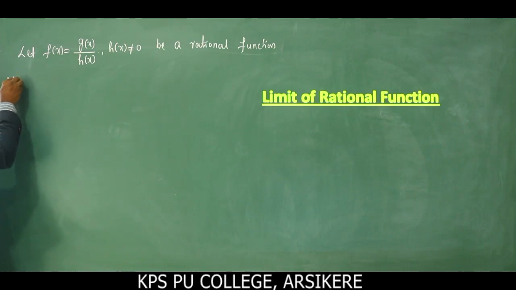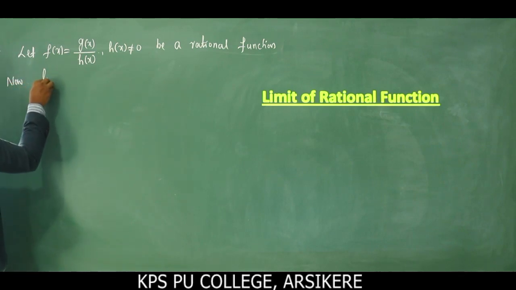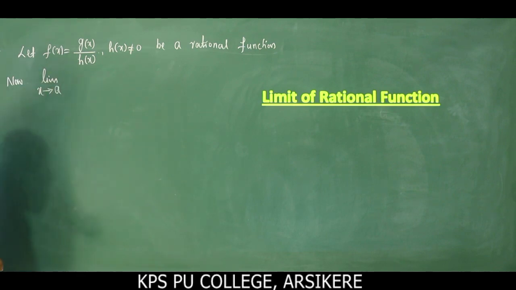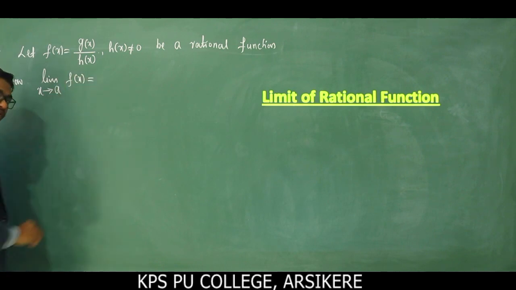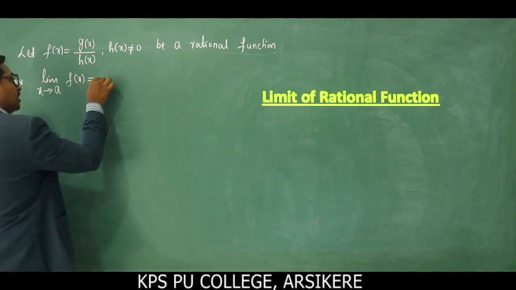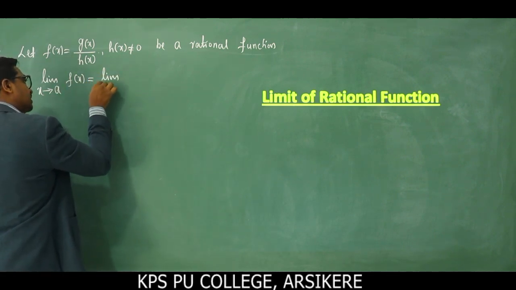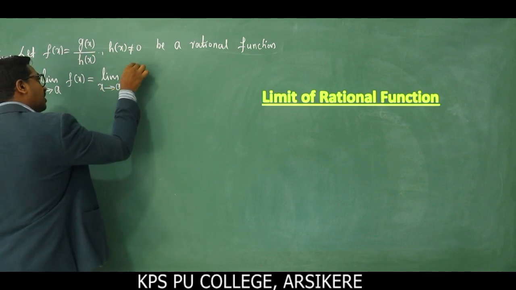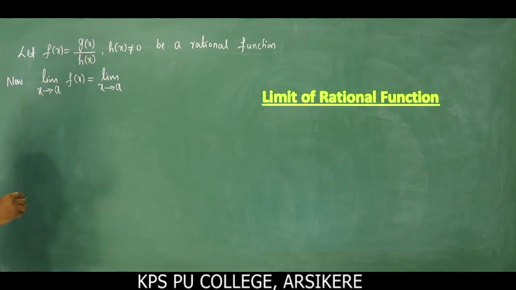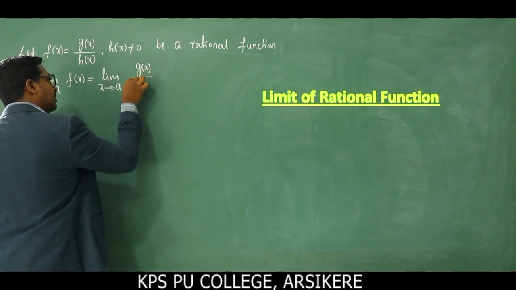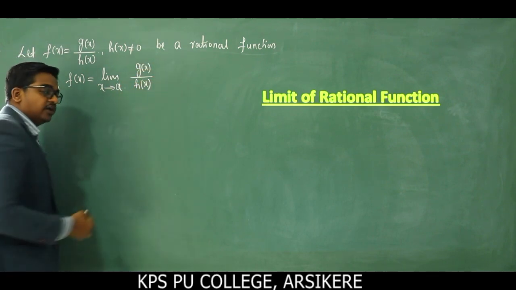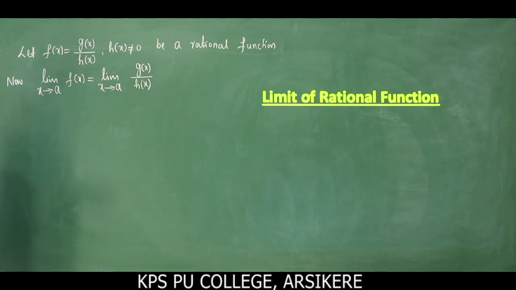Now, limit as x tends to a, or x approaches a, of f of x. This is the function, right? That becomes limit as x approaches a of what? f of x becomes g of x divided by h of x.